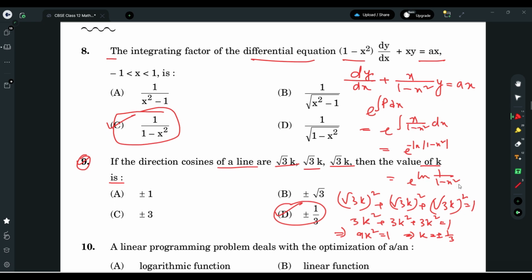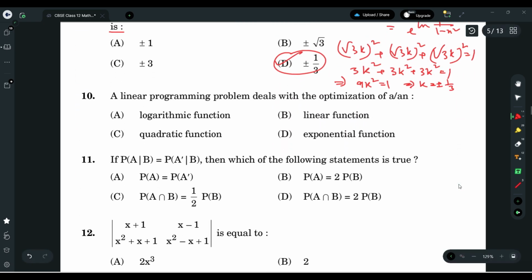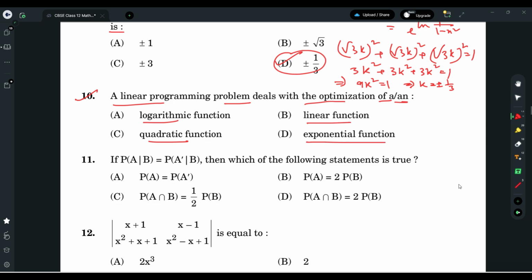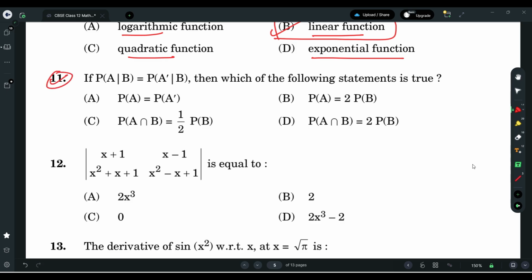Next question. A10. A linear programming problem deals with optimization of a logarithmic function, quadratic function, linear function, or exponential function. We know that every problem that is stated in a linear programming problem can be reduced to a linear function. That means we have to find the optimization of a linear function. So B option is correct. Okay. Next question. Question number 11.